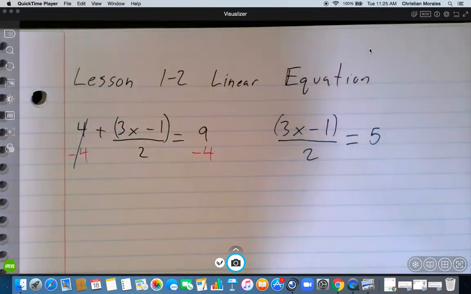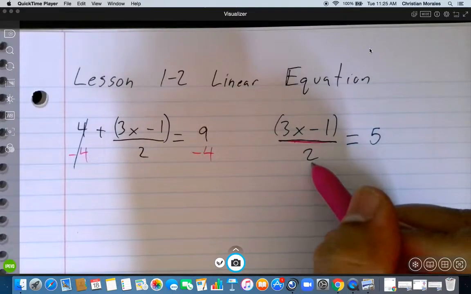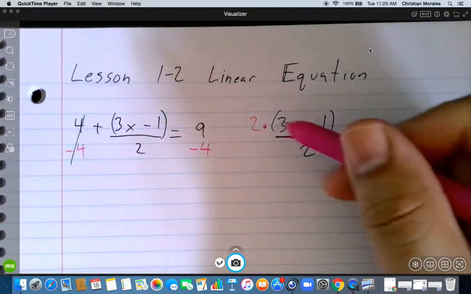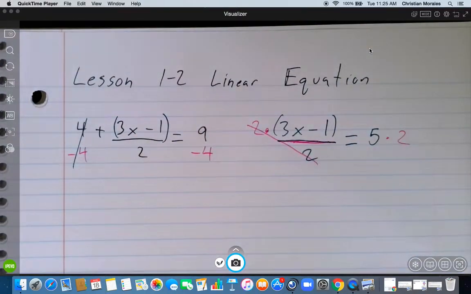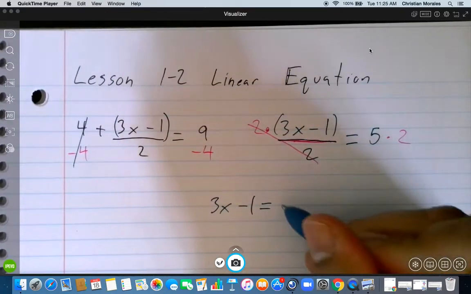We've got to get rid of this 2. Whenever you see a fraction, it's dividing. So this is dividing by 2. The inverse of dividing by 2 would be multiplying by 2. That would cancel it out. Whatever you do to one side, you do to the other. Now you have 3x minus 1 equals 10.